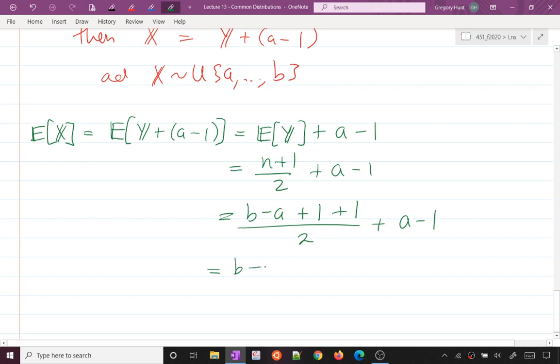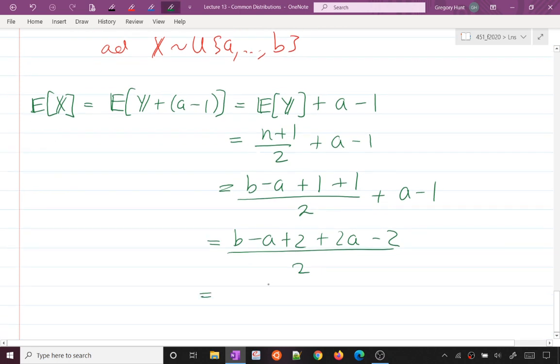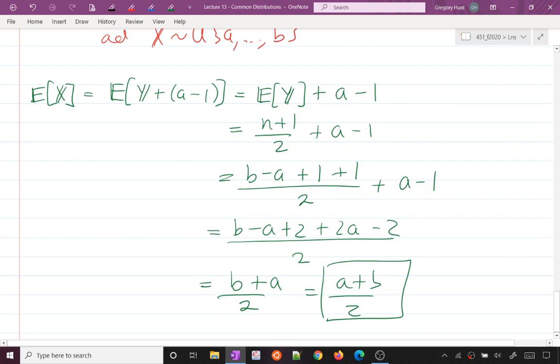Let's just write it this way. b minus a plus 2 plus 2a minus 2, all over 2, which is b plus a over 2, or a plus b over 2. It is the arithmetic mean of a and b.